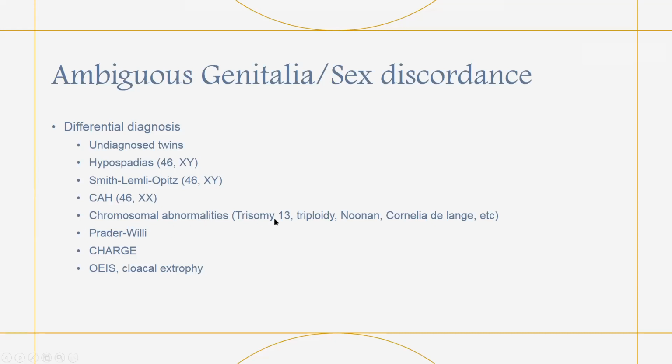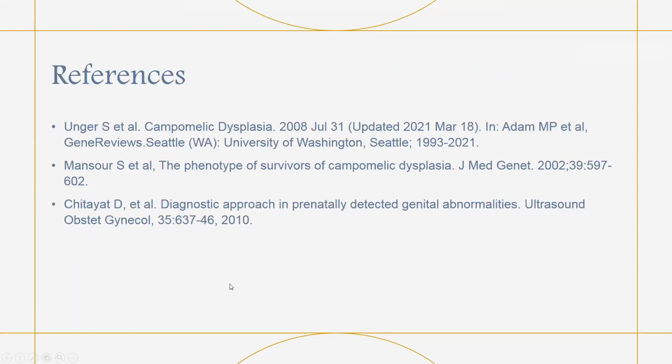Chromosomal abnormalities such as trisomy 13, Noonan syndrome, Cornelia de Lange, Prader-Willi, Charles syndrome, or as we previously noted, our OEIS cases or cases of cloacal exstrophy. And that's her. She's actually due to deliver at our facility, and our hope is for the best.